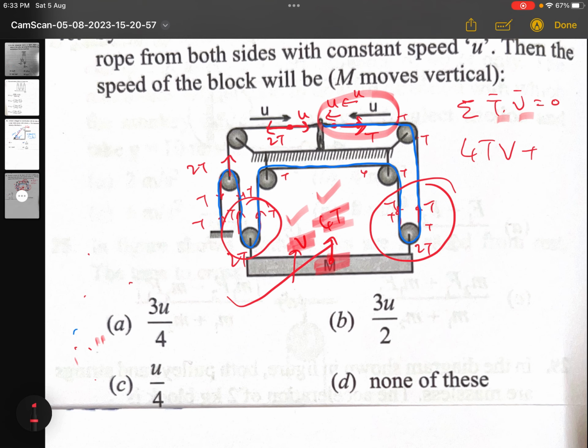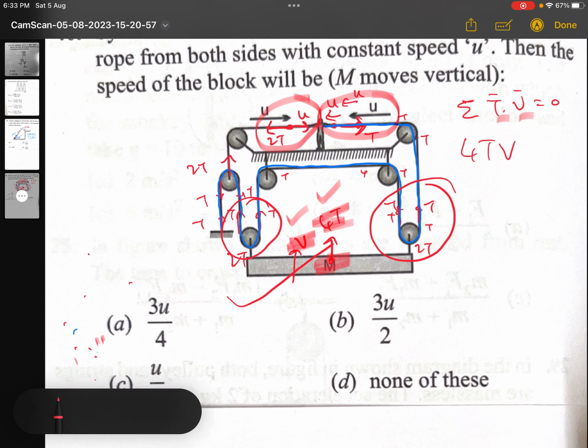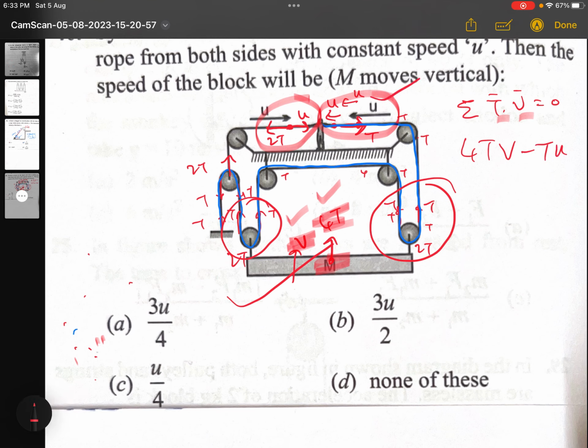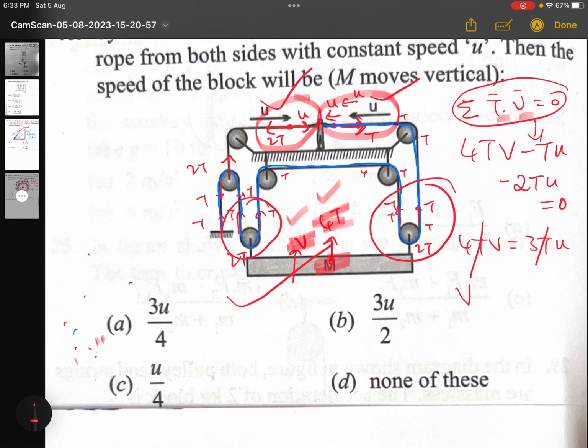There you can see tension and velocity are in opposite directions. Here also tension and velocity are in opposite directions. So now I should write minus Tu for this part, and for this part minus 2Tu, so this is equal to 0. This is an expansion of this equation. Now 4TV is equal to 3 times Tu. The tension gets cancelled, so the velocity of the block is equal to 3u by 4. So 3u by 4 is the velocity.